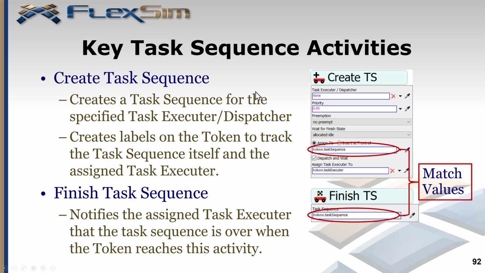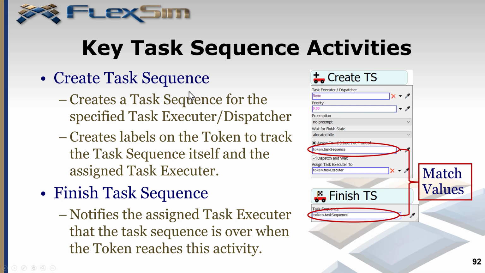Most of the task sequence related activities are pretty self-explanatory based on the name of the activity itself, but the create and finish task sequence activities require a little more explanation. The create task sequence activity will create an empty task sequence and optionally dispatch it to a task executor. By default, this activity is configured to create a task sequence that uses a wait state. This means that once the task executor begins executing the task sequence, it will not move on to other task sequences until it is explicitly given a finished task.